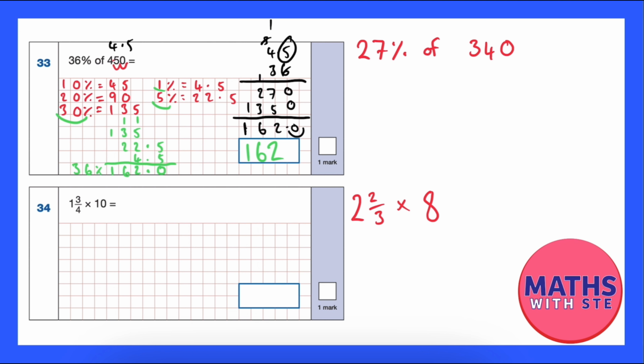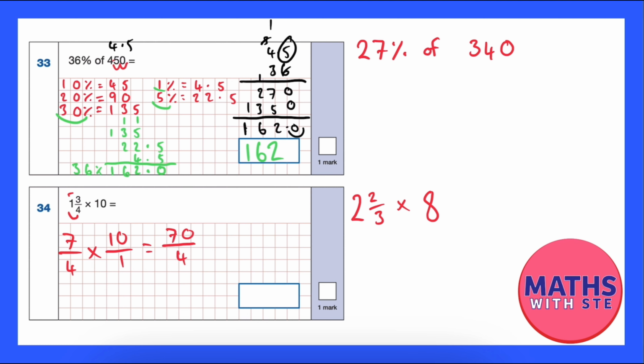So I've got 1 3/4 times 10. So first thing I'm going to do, I'm going to change that into an improper fraction. So I'm going to do 4 times 1, add 3. So 4 times 1 is 4, 5, 6, 7. So that's going to be 7/4. Times by. Now, as I said in the previous video, if I do 10 as a fraction, that's going to be 10/1. Great. Now all I need to do is just times these together. So 7 times 10 is going to give me 70, and 4 times 1 is going to give me 4.